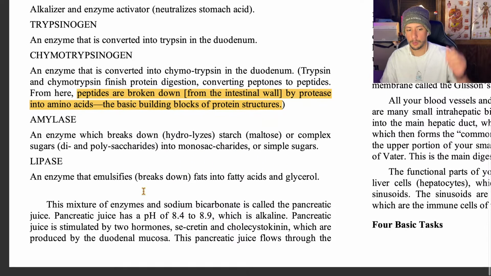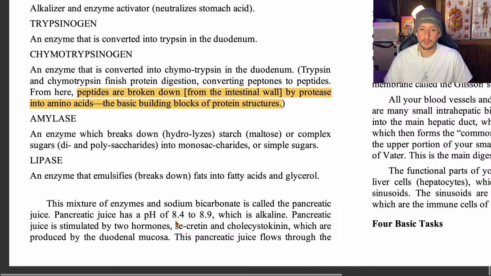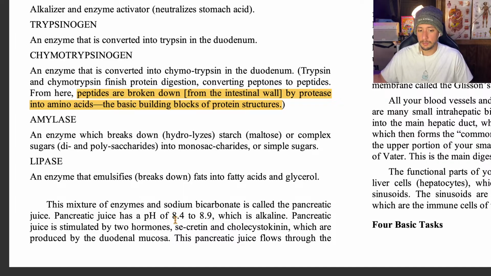some of these complex carbohydrates and sugars in your mouth. And we got the lipase, an enzyme that emulsifies fats into fatty acids and glycerol. This mixture of enzymes, which is pretty big spectrum, is taking down protein, complex carbohydrates, and fats in various different forms. This mixture of enzymes and sodium bicarbonate is called the pancreatic juice.